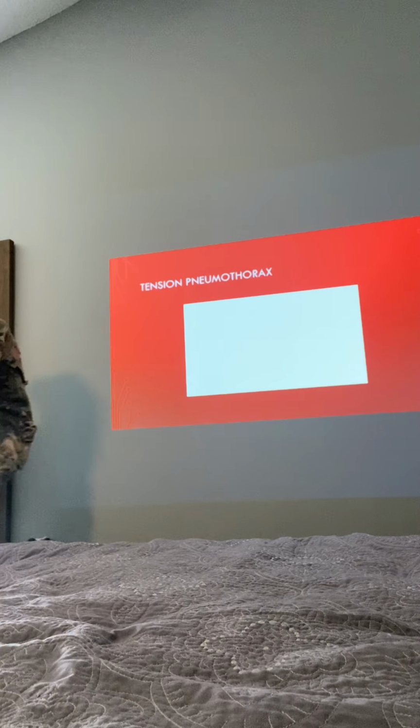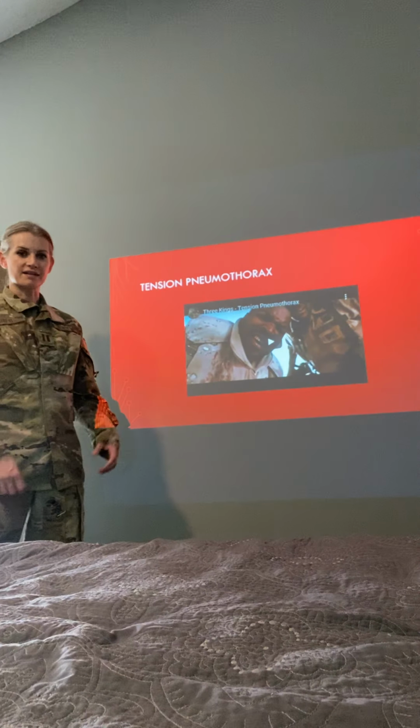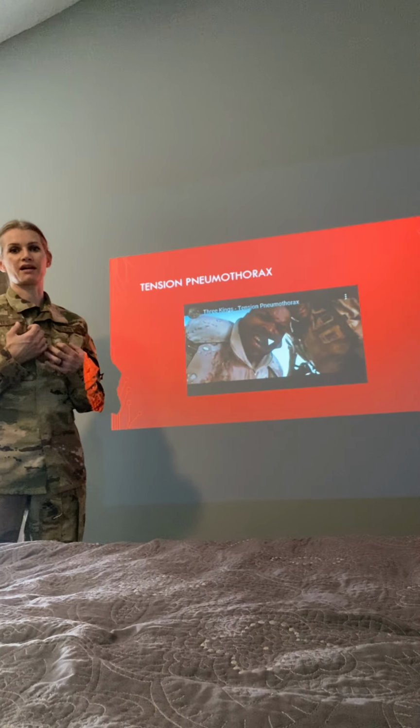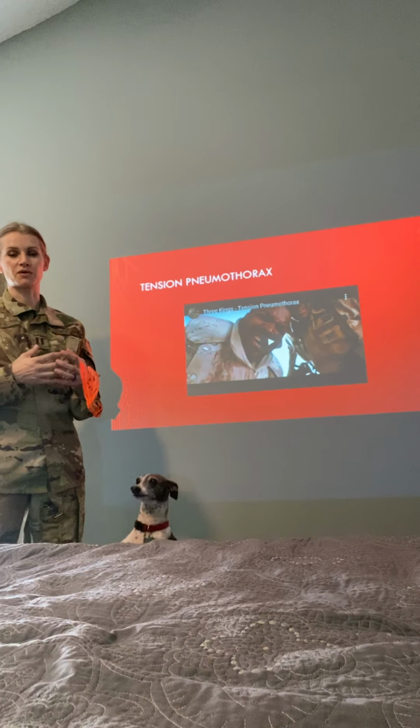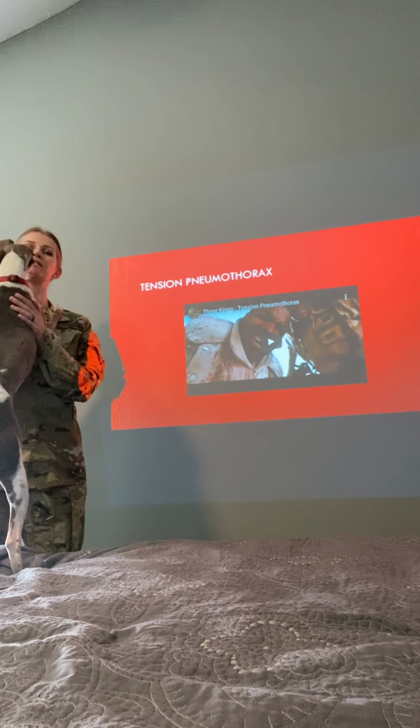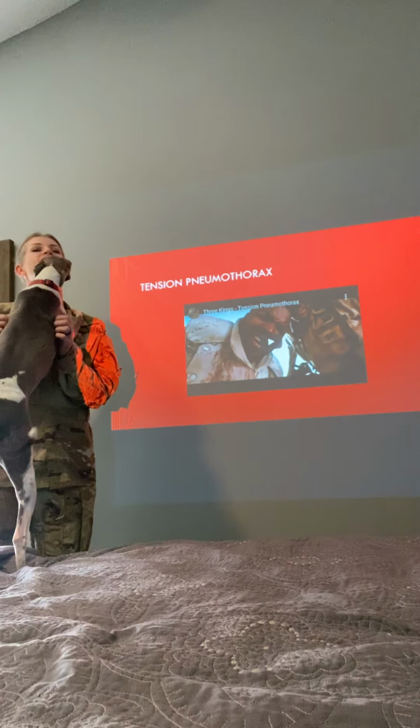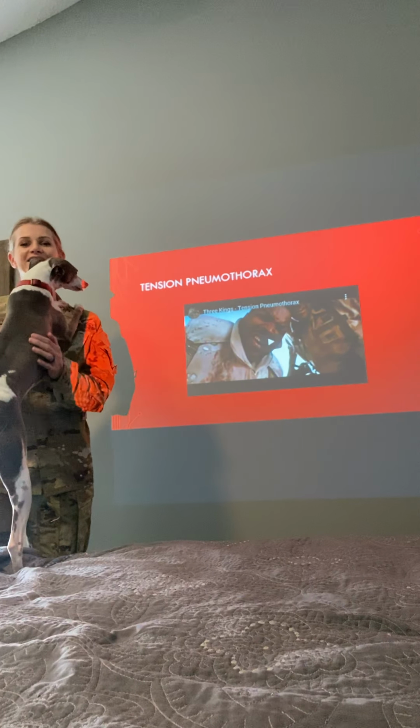So the biggest thing that I wanted to show you guys with that is once the chest was decompressed, he kind of indicates the need to follow back up. So air can reaccumulate in that space, and so it's important if you've had to decompress a chest, chances are you're going to have to continue to decompress the chest.